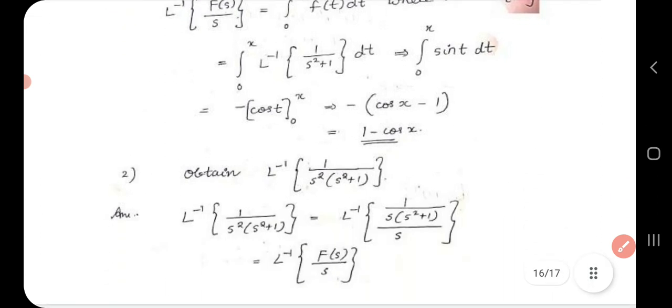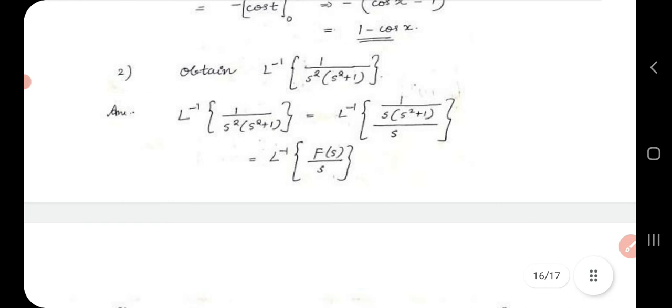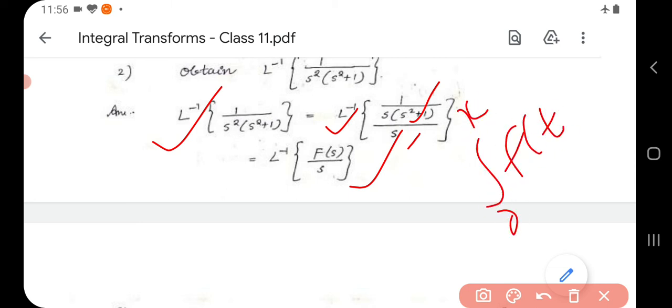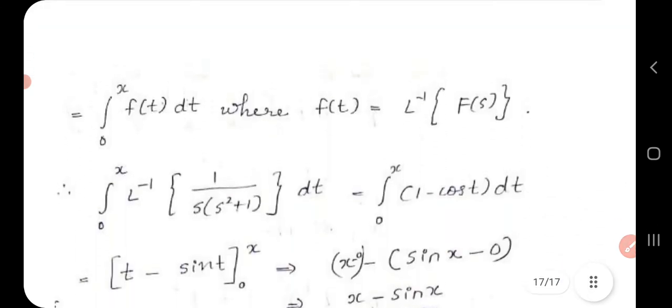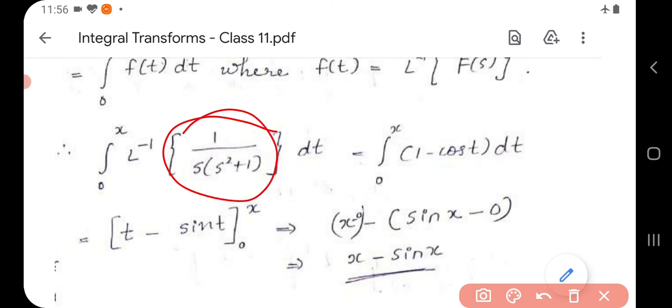Another question, L inverse of 1 by s square (s square plus 1). This is also of the form f(s) by s, and the answer is the integral from 0 to x of f(t) dt. Write it in this form, L inverse of f(s) by s, where f(s) is 1 by s(s square plus 1). As per the theorem, the answer is the integral from 0 to x of f(t) dt, where f(t) is L inverse of 1 by s(s square plus 1). This we have already solved, so you just substitute that answer here, then apply the integration and limits. You will get the answer as x minus sin x.